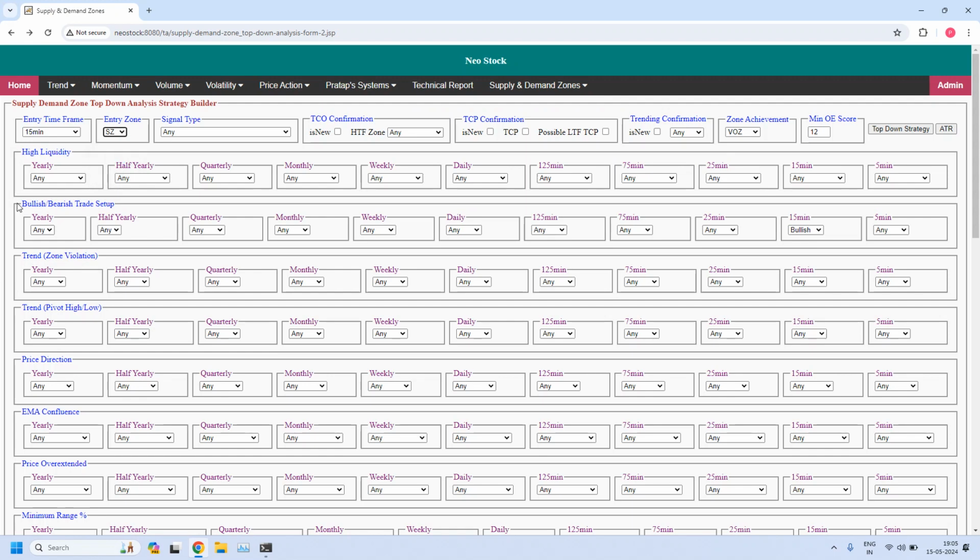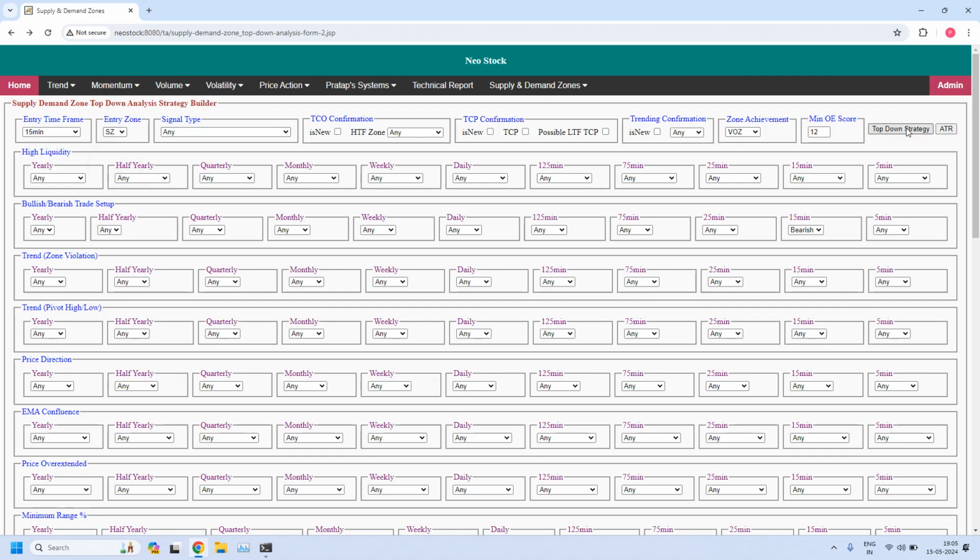And also in the bullish or bearish trade setup parameter, in the 15 minutes time frame, I have to select the value bearish. And the three filters, whatever we set, remain the same, but this time the three filters are applied to the supply zone. In the 15 minutes time frame, supply zone, the filters will be applied.